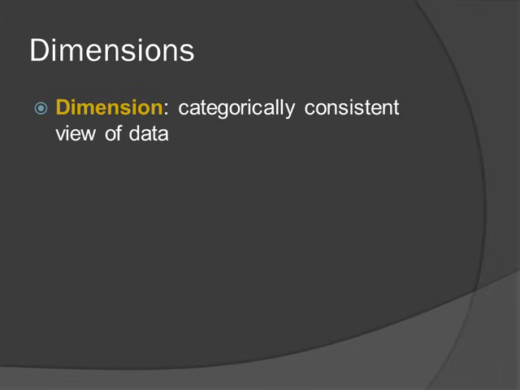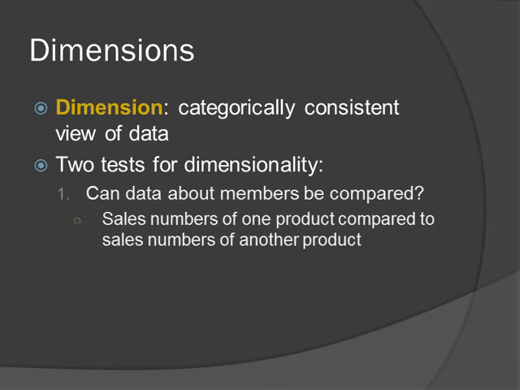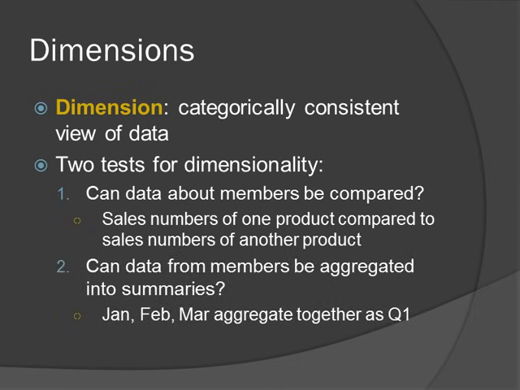Simply defined, a dimension is a categorically consistent view of data. In other words, all of the members within a dimension, such as products, belong together as a group. There are 2 simple tests for this. First, can data about the members be compared? For example, the sales numbers of one product can be compared to other sales numbers in a product dimension. This is the famous apples-to-apples test. Secondly, can the data from the members be aggregated into summary members?